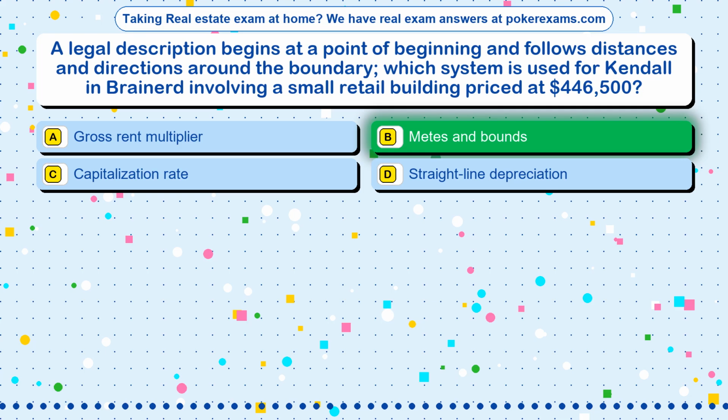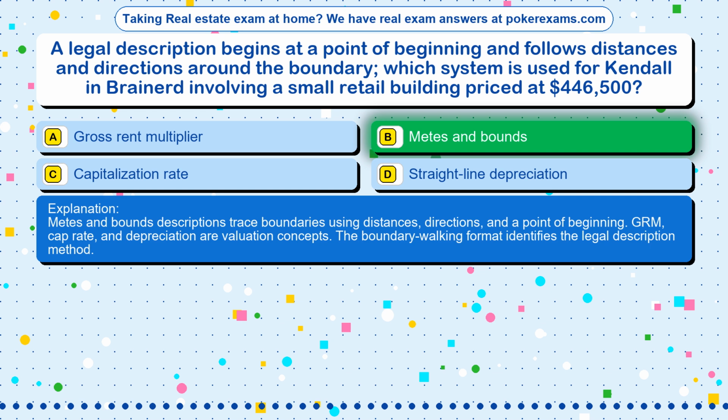The correct answer is option B, meets and bounds. Meets and bounds descriptions trace boundaries using distances, directions, and a point of beginning. GRM, cap rate, and depreciation are valuation concepts. The boundary walking format identifies the legal description method.